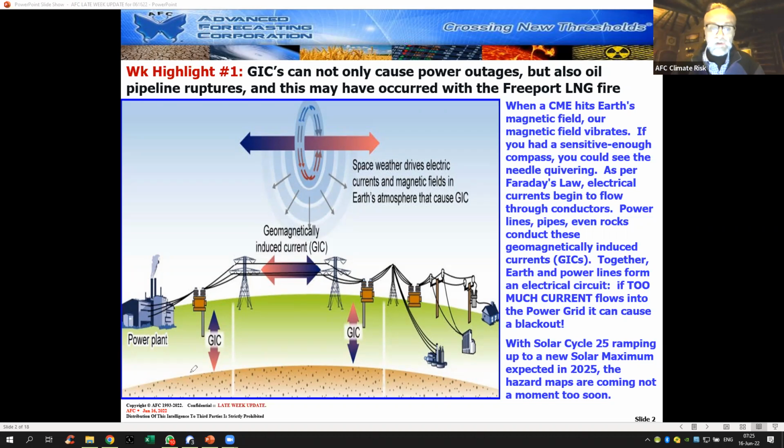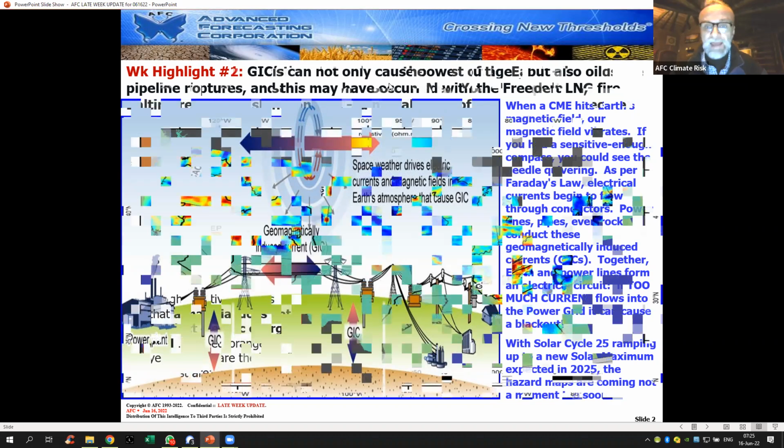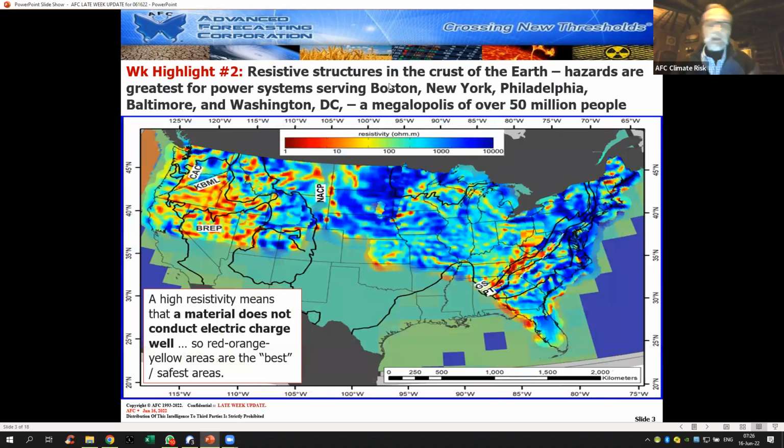And so you can get power plants going offline. But not only that, we're looking into the Freeport LNG fire and obviously the loss of LNG at that facility as being a potential cause of a GIC, but a surge that is just out of town. I mean, it was just so much that it caused something very, very odd. And I want to take you through the next couple of hazard maps because these are going to be important.